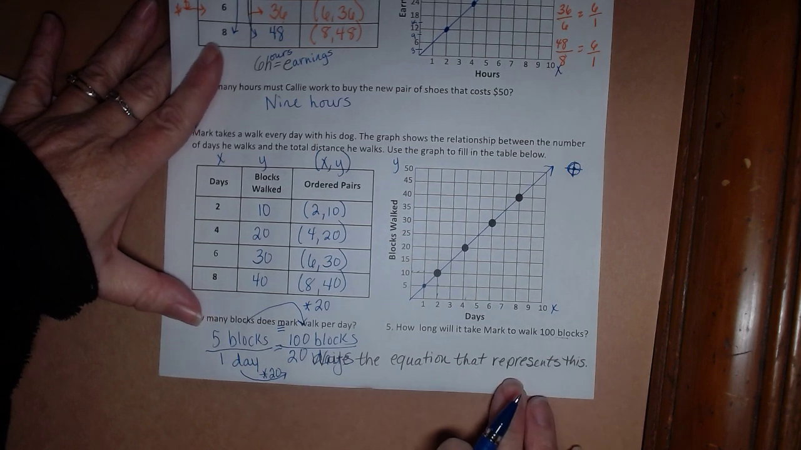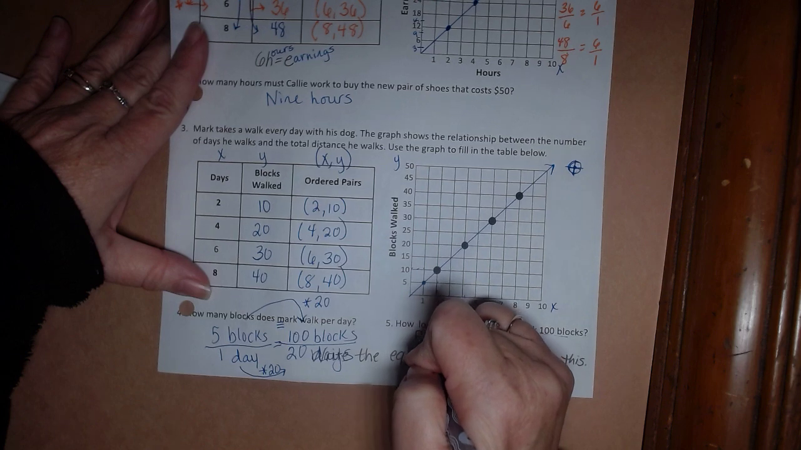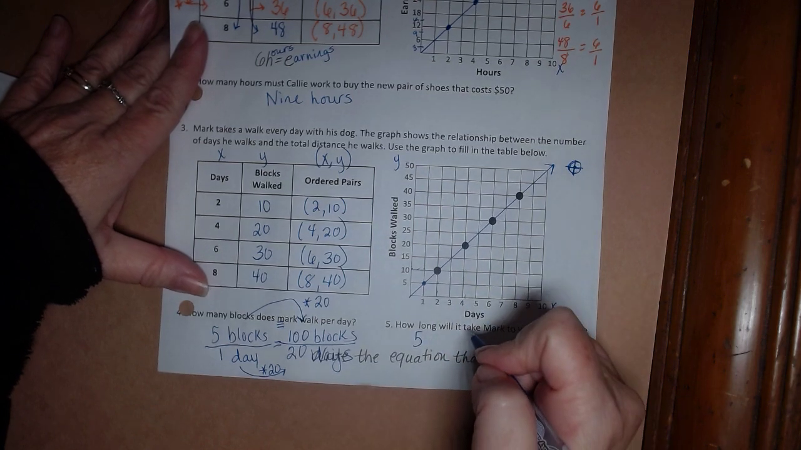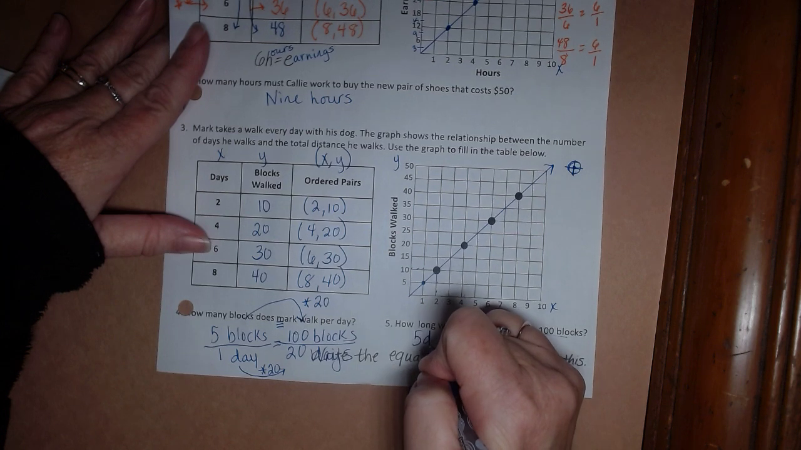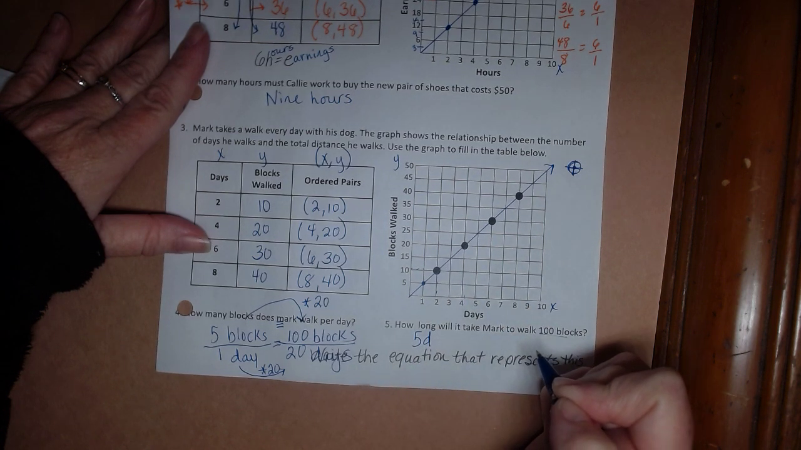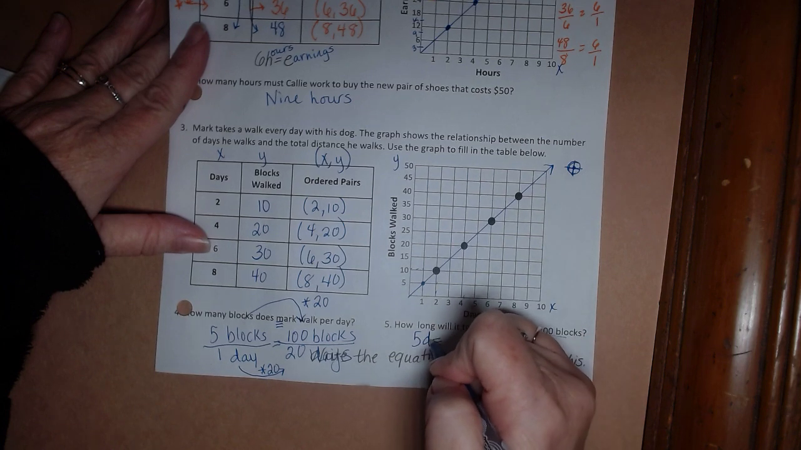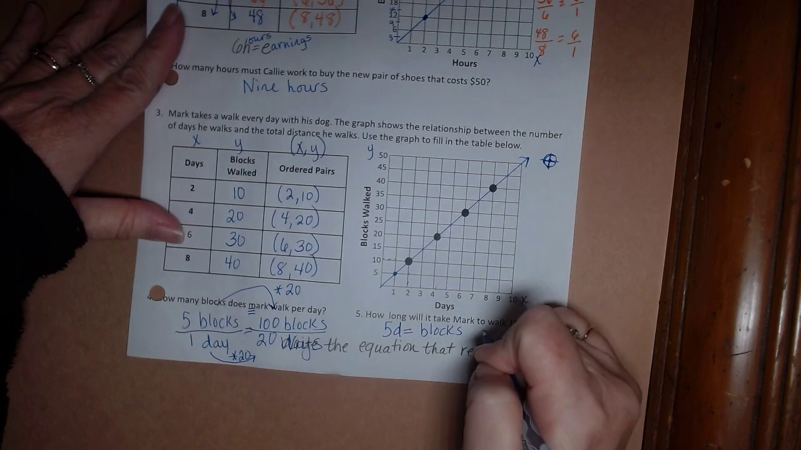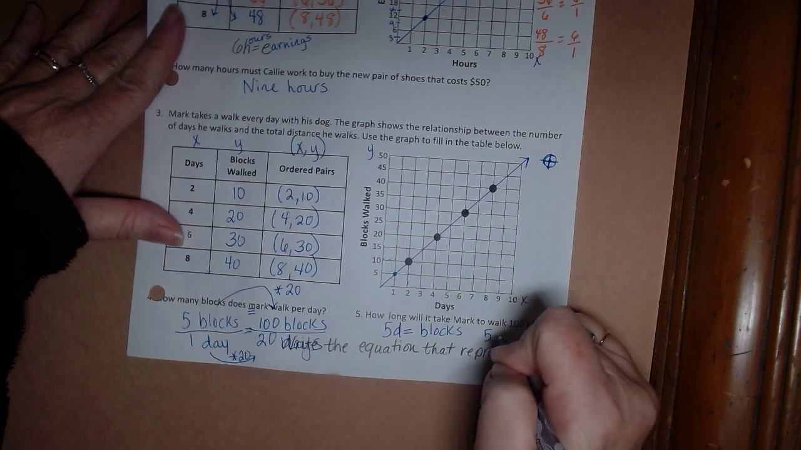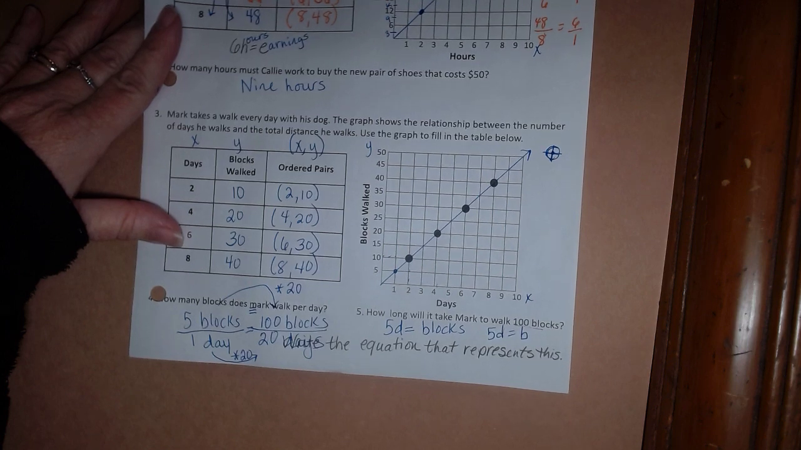If we did write the equation, it would be 5 blocks times the number of days equals the total number of blocks walked. So we could use B as your variable there. 5D equals B. Okay, so 5 times D.